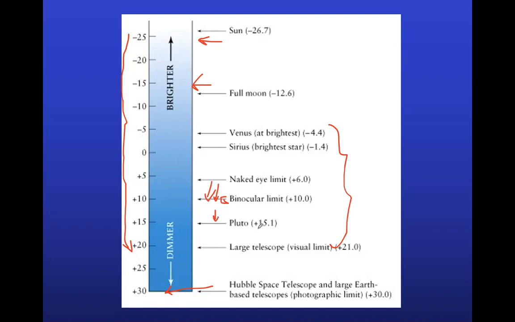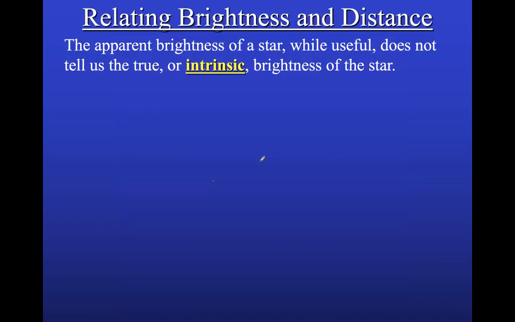You can see Pluto is very faint, at plus 15.1. So this is why you cannot see these objects. The large telescopes can go up to plus 21, and the Hubble telescope can go to plus 30, right? So that is some information about these limits that you can observe.